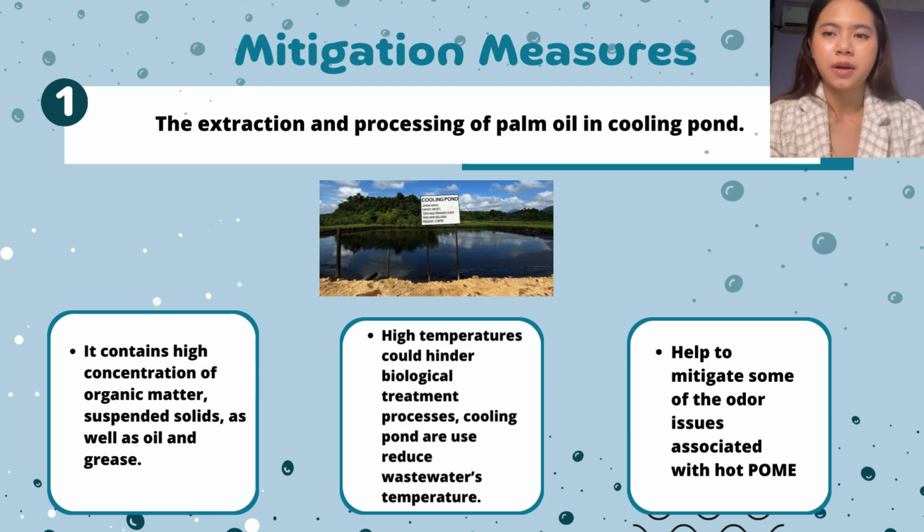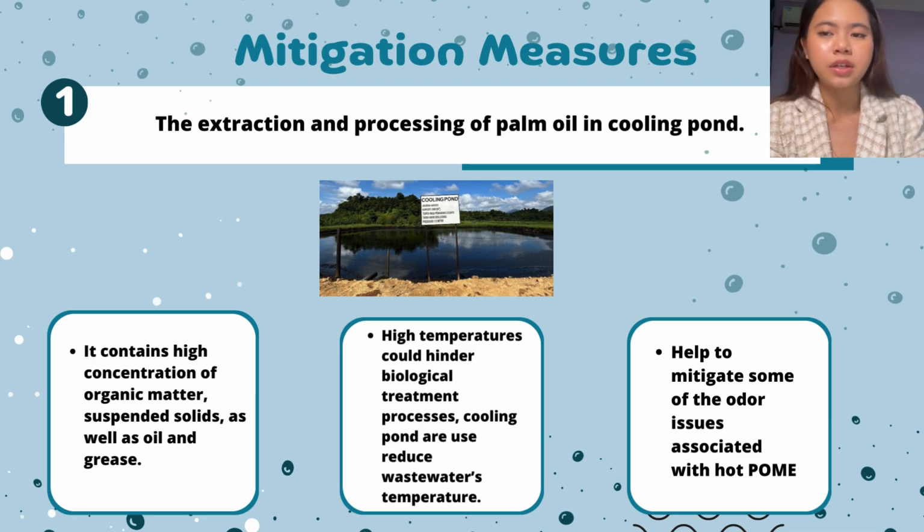Moving on to the next part, the first mitigation measure is the cooling pond. The extraction and processing of palm oil produces wastewater that contains a high concentration of organic matter, suspended solids, as well as oil and grease. The efficiency of this wastewater treatment is important to minimize its environmental effects prior to discharge. Since high temperatures could hinder the biological treatment process, cooling ponds are used in the first step, which is the primary treatment.